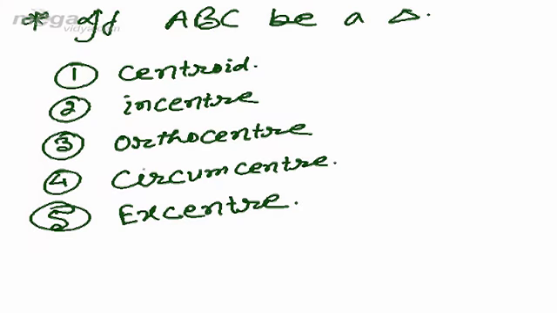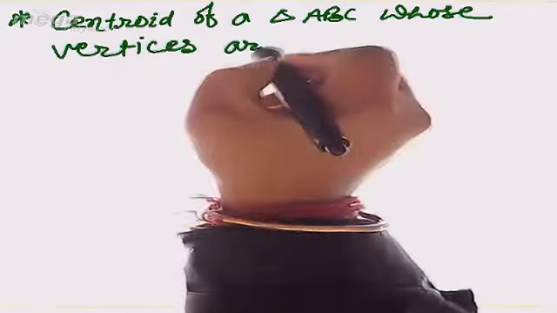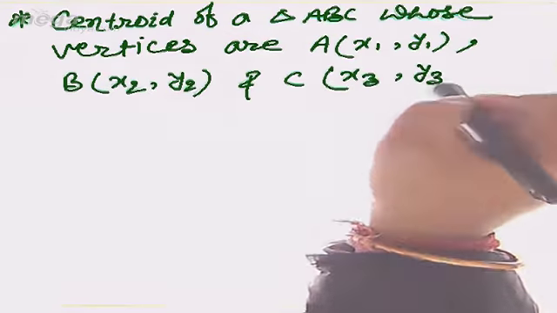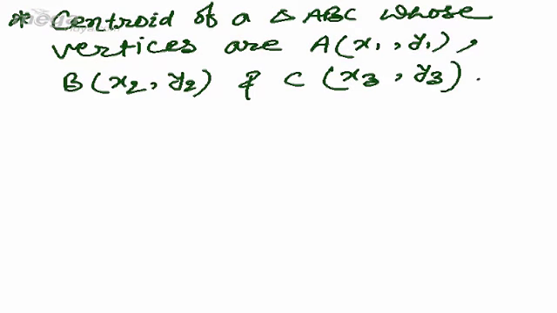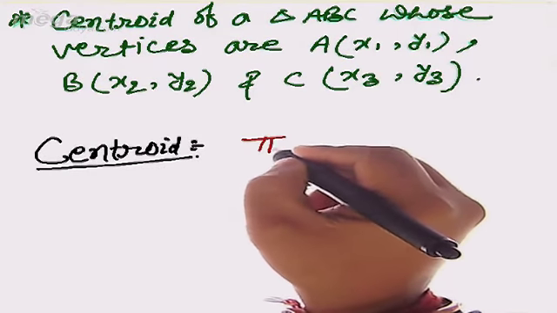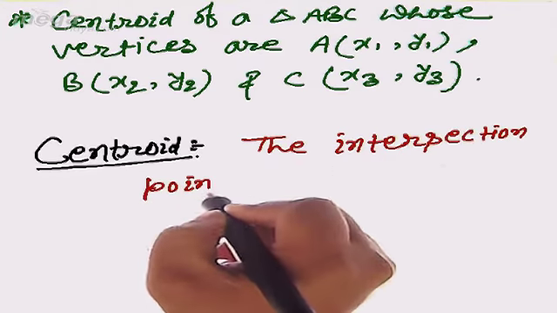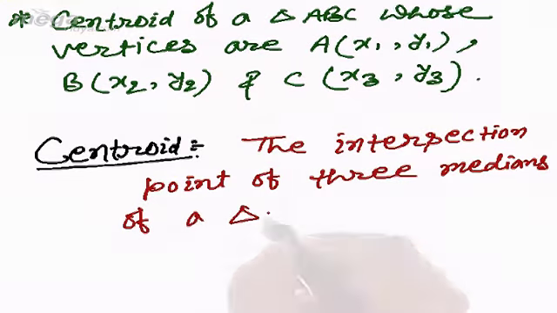I am taking the first as a centroid. Centroid of a triangle ABC whose vertices are A (x1, y1), B (x2, y2) and C (x3, y3). Now student, the first question is, what is the centroid? The definition of the centroid is the intersection point of 3 medians of the triangle. Intersection point, or you can say common point, means the 3 medians of the triangle are always concurrent, and those 3 medians will meet at the centroid.